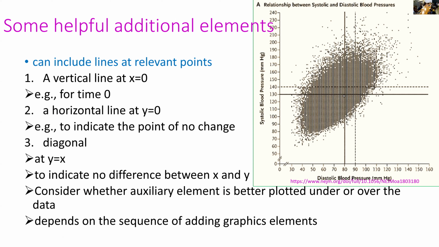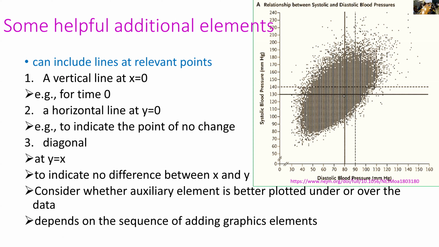As the diastolic goes up, does systolic blood pressure go up? Yeah. What could have helped? A diagonal line. If they put a diagonal line like that, that will show you that as the systolic goes up, diastolic also goes up. The perfect diagonal line is a 1:1 relationship. 1 unit change in diastolic, 1 unit change in systolic. So they could have added that line.